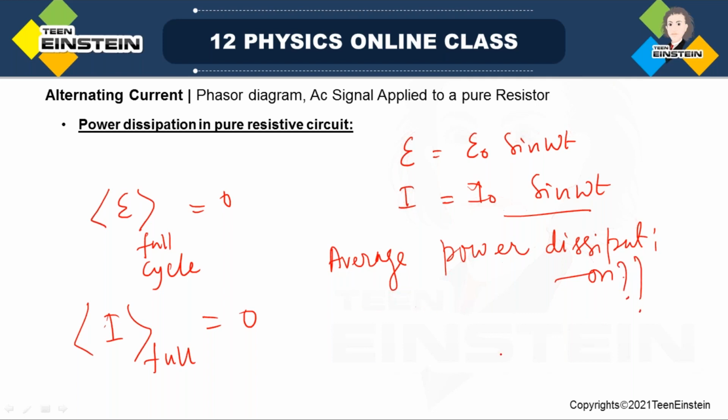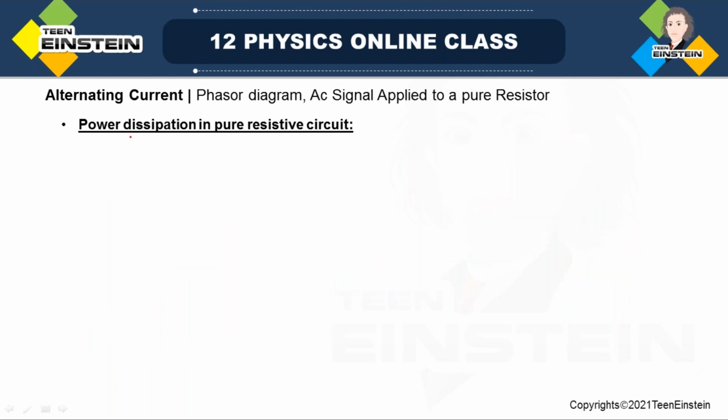No, it is not 0. Average power dissipation will not be 0, even though the average current or average voltage will be 0. Average power dissipation in the circuit will not be 0. There will be joule heating.